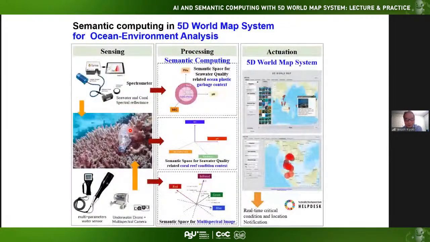This is a point. And for example, water quality sensors can be utilized to check the water quality, and what's a good semantic space? How many dimensional space must be designed? And what's a good actuator to make a good propagation to the society? So this is a process of the system design. I really would like to share this concept with all of you.